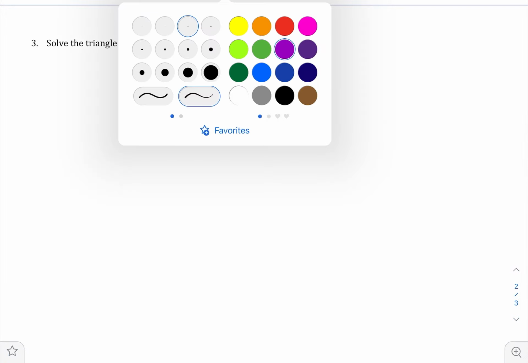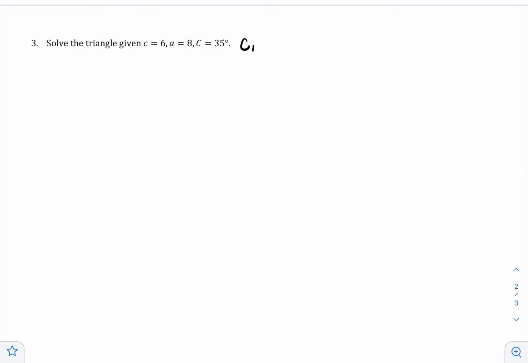Okay, so let's begin by looking at what's given to us. Little c, little a, big C. The angle matches one of the sides. I am in case 2, which is the ambiguous case, so I will begin by finding the height.